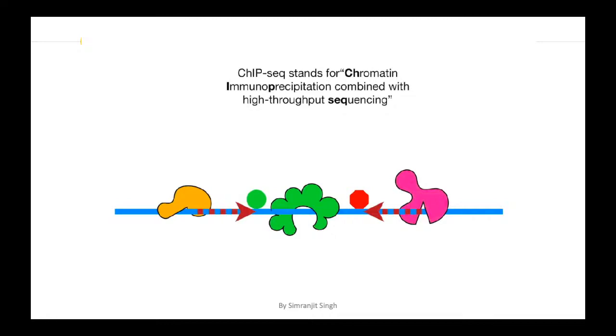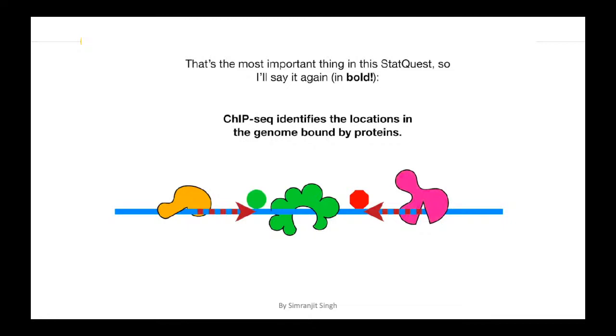ChIP-seq stands for Chromatin Immunoprecipitation combined with high-throughput sequencing. It identifies the locations in the genome bound by proteins. That's the most important thing in this StatQuest, so I'll say it again, in bold. ChIP-seq identifies the locations in the genome bound by proteins.